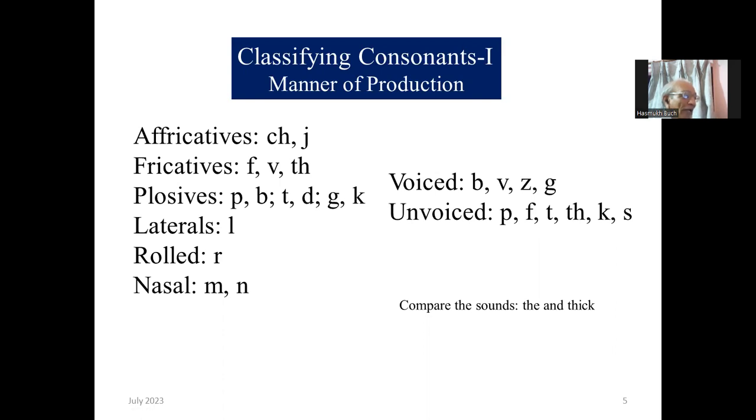If you consider S, as for example, summer, and Z, Z. S always appears here, and Z is voiced. Now, we consider the P and B, the P is unvoiced, but the B is voiced. Now, how can we find out whether a particular sound leads to vibration of the vocal cord? Well, we have to put our hand on the Adam's apple.